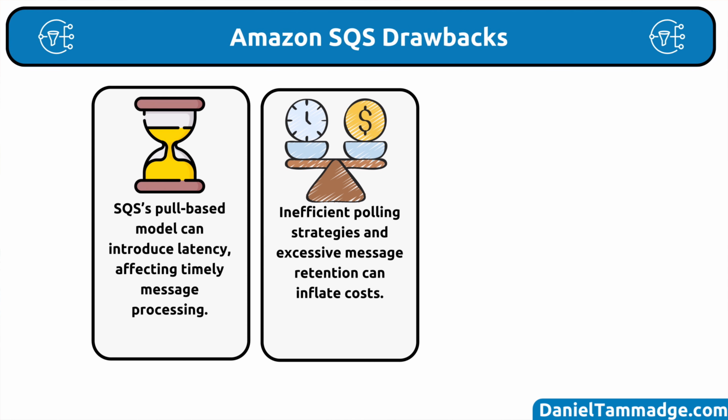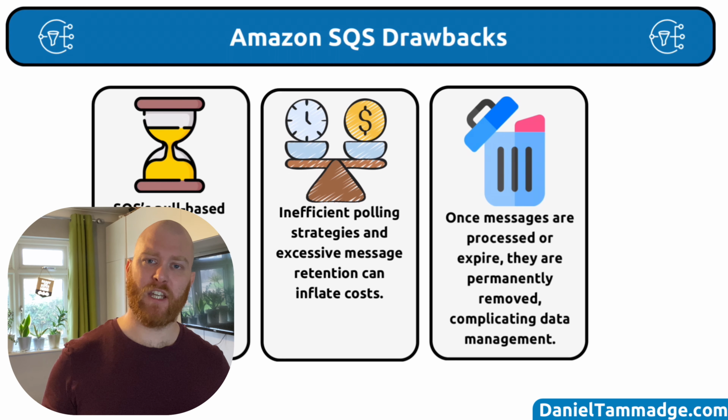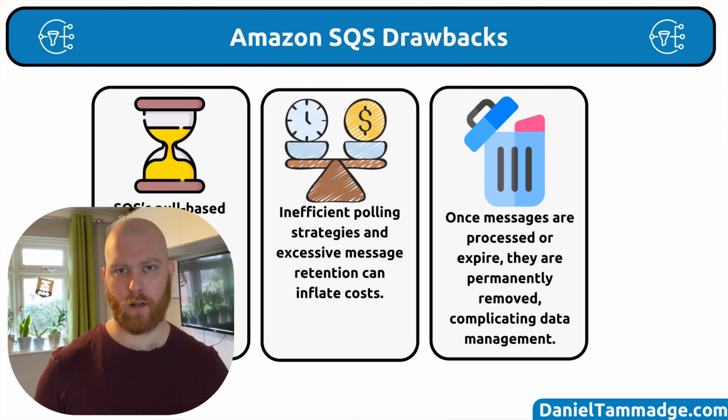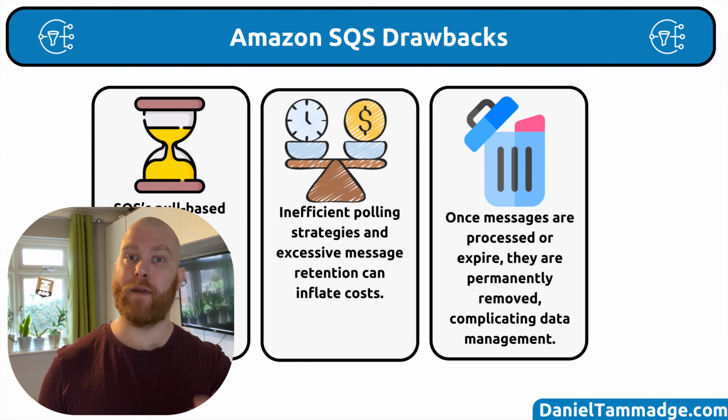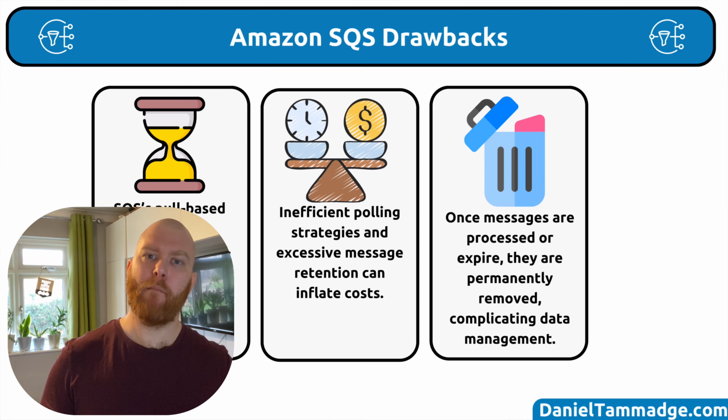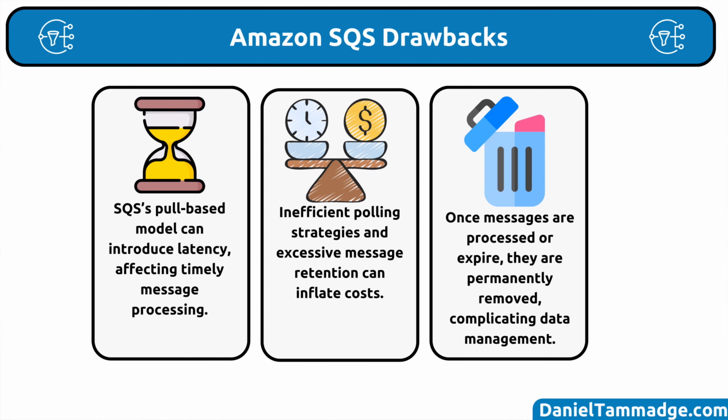The third is message retention. Because it is a queue, it has a retention of one. Once messages are deleted by the processor, or messages exceed the retention period, or the max 14 days, messages are deleted forever.